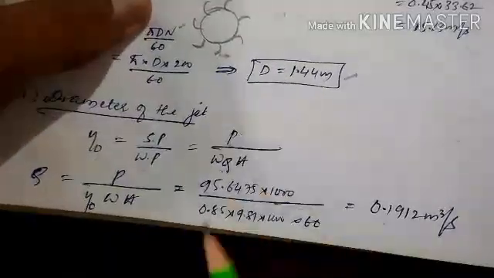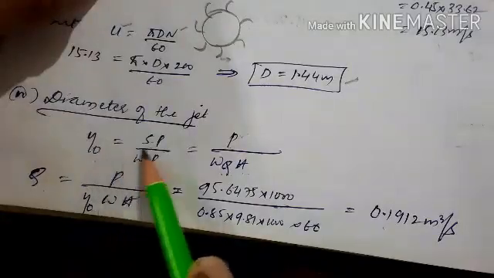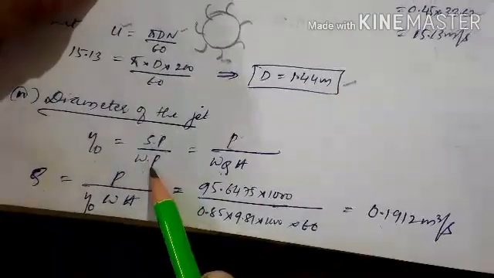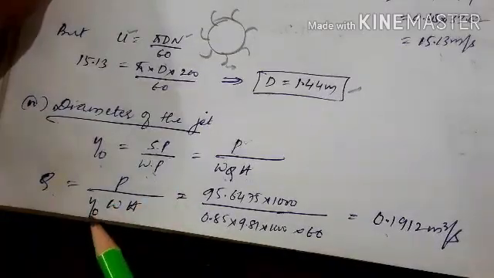I hope you understood this one. So you have to remember this overall efficiency formula, that is, shaft power by water power. From this we can get the value of Q.